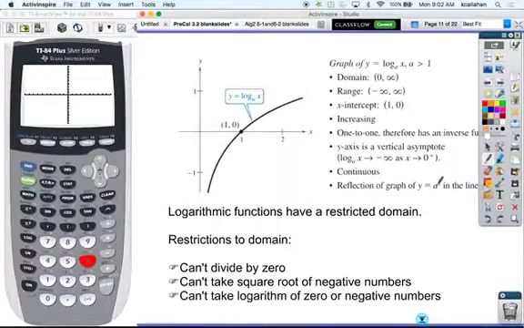So the important thing, and again, if you go on to calculus next year, you'll deal with this function quite a bit. You need to understand that this is the third example of a restriction to domain. We already knew that you can't divide by 0. That would introduce a restriction to domain. You can't take the square root of a negative number, right? And now we can say you can't take a logarithm of 0 or negative numbers. Those are the 3 restrictions to domain that we know so far.